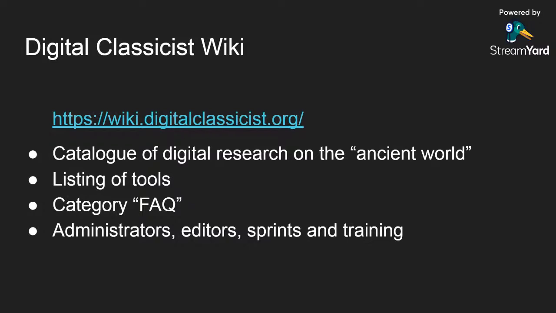So there are articles in here. They're much less comprehensive, but there are articles in the Digital Classicist Wiki on ancient Chinese projects or ancient Mesoamerican projects and so forth. So there's a very broad definition of ancient and an even broader definition of classical.